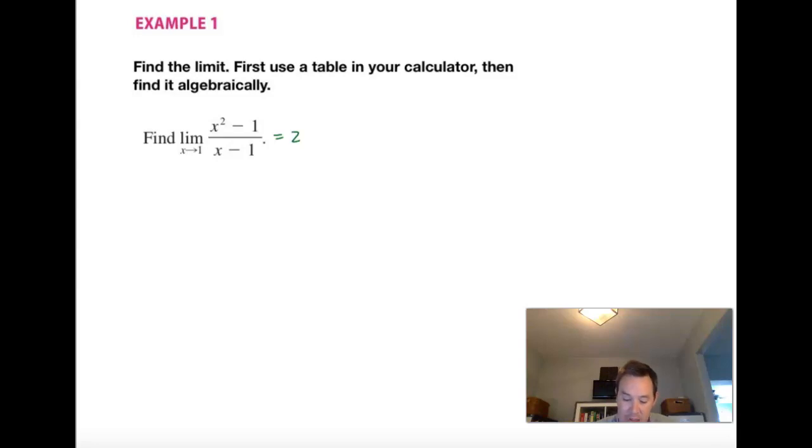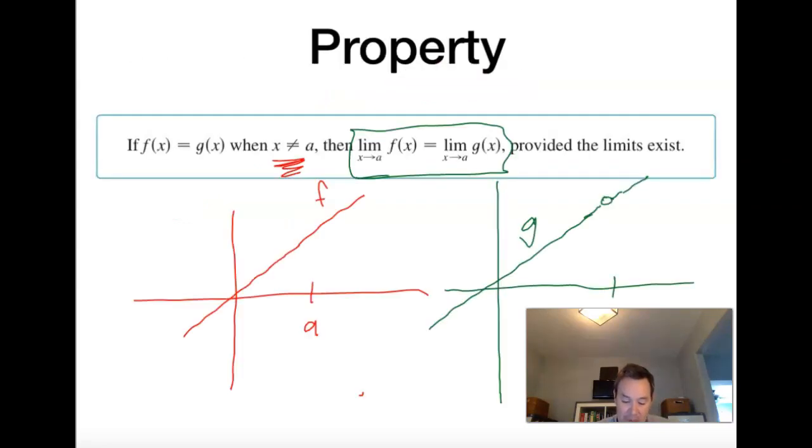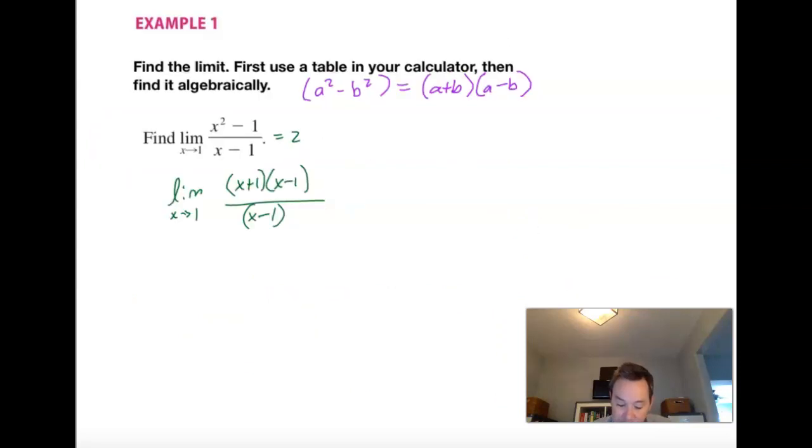Well, notice that the numerator is a difference of squares. And if you don't remember what that is, that's when you have something like a squared minus b squared. That will always factor out in this form: a plus b, a minus b. So I can factor my numerator. I can say the limit as x approaches 1 of x plus 1 times x minus 1 over x minus 1 in my denominator. Now, this is where this property kicks in. Notice that I can cancel these.